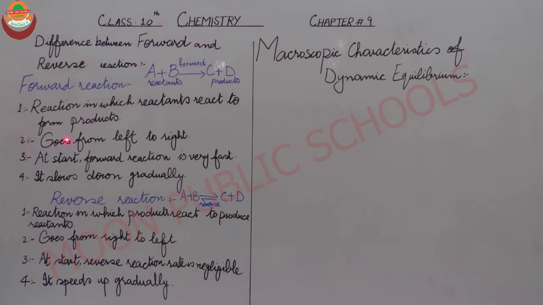The second point is it goes from left to right. You can see in this equation the reaction is going from left to right because A and B reactants react to form product, so the direction of the reaction is from left to right.